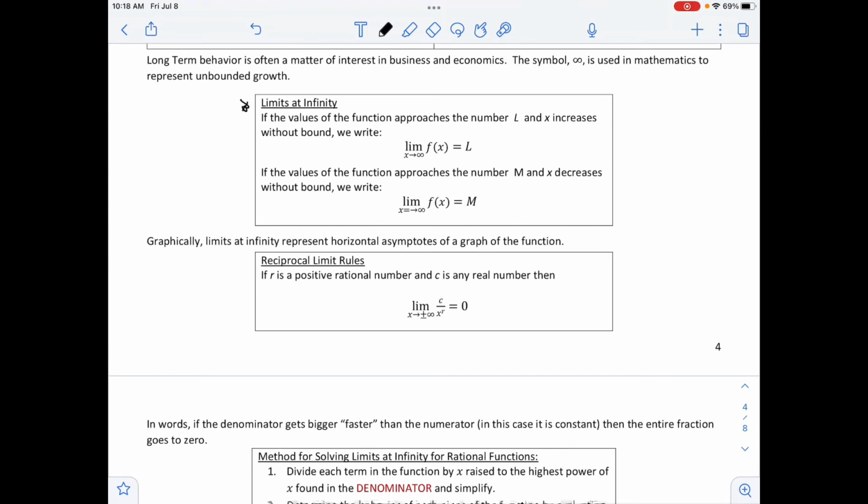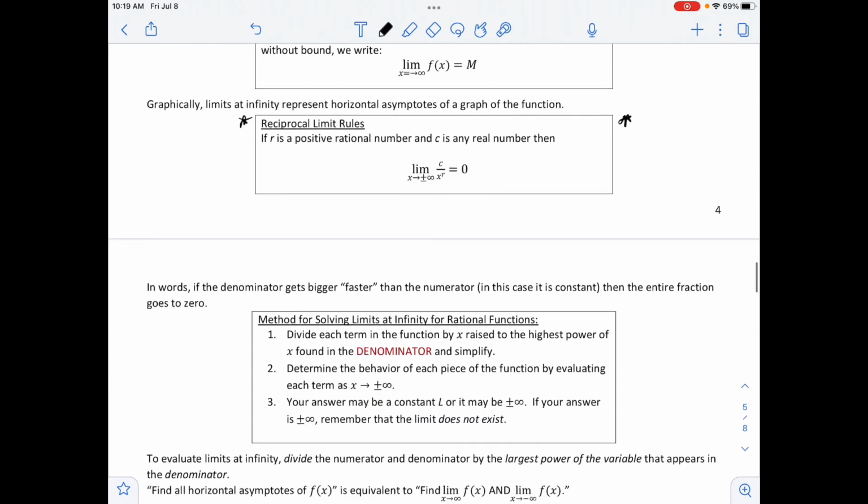We have the reciprocal limit rules. It says if r is a positive rational number and c is any real number, then the limit as x approaches positive or negative infinity of c over x to the r is going to be 0. So that would mean that the denominator is growing drastically, and dividing by something really, really large would be equal to 0. This is a great property to remember and very useful.